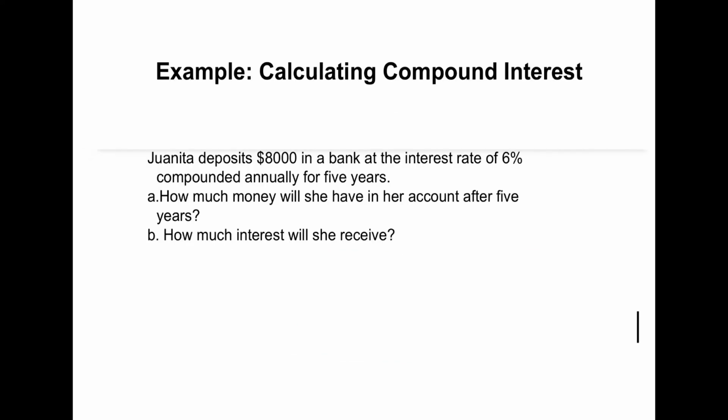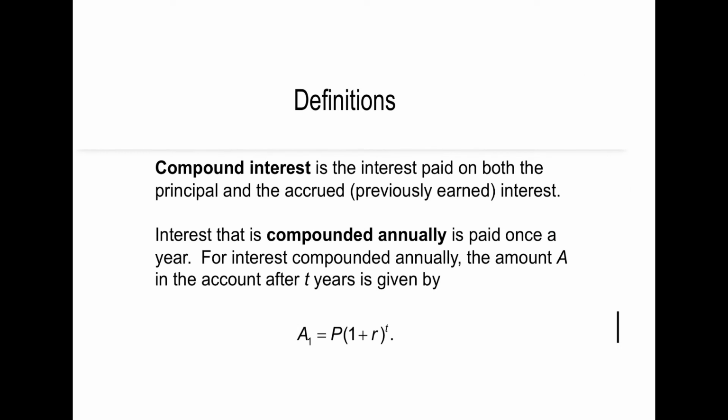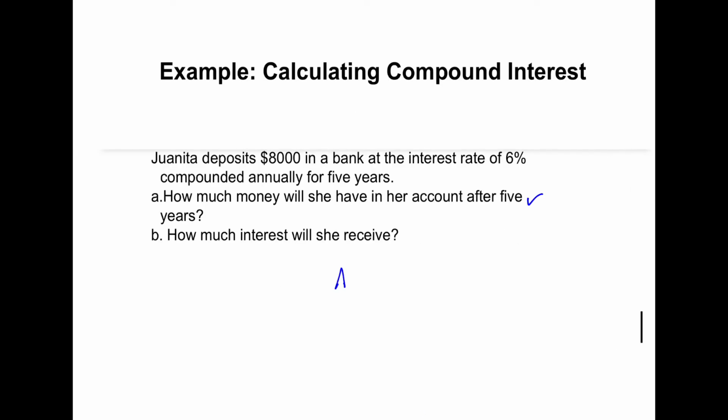So let's take an example now. Let's go back to Juanita and her $8,000 deposit. How much money will she have in her account? So, here we go. We're actually going to reverse it because the formula we have actually does tell us the amount she has in her account, A. So A is equal to the principal times 1 plus r raised to the t power.